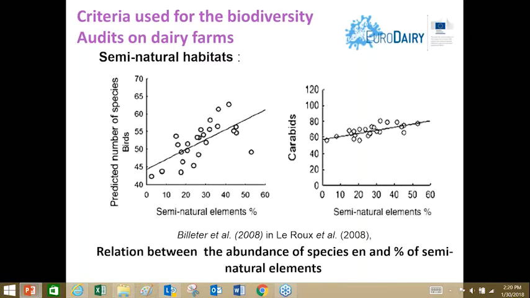The second component is semi-natural habitats, because we've shown a strong relation between the abundance of species and the percentage of semi-natural elements on the farm. That is shown on these two graphs, where you can see a link between the semi-natural elements percentage on the farm here and the numbers of species of birds here and the numbers of insects here. So there is a strong relation between the semi-natural elements and the abundance of species.